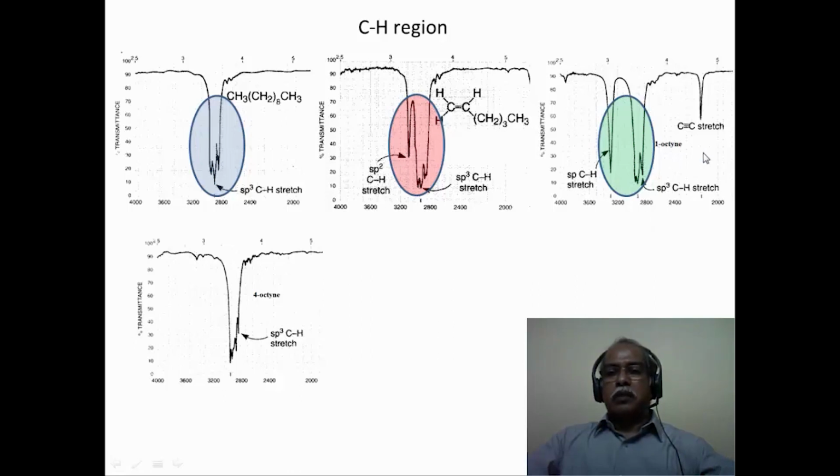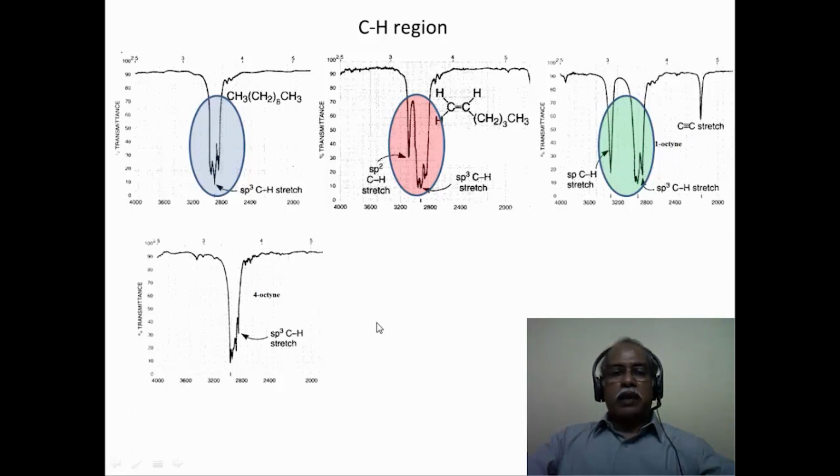Now when you go to a terminal acetylene, 1-octyne is taken as the example. The terminal acetylene CH comes at an even higher frequency. The olefinic CH comes around 3150 or so, whereas the terminal acetylene peak comes around 3200 or so in this particular case. So among the CH, sp3 CH comes as the lowest, sp2 at a higher, and sp even higher in terms of the frequency where it is being observed.